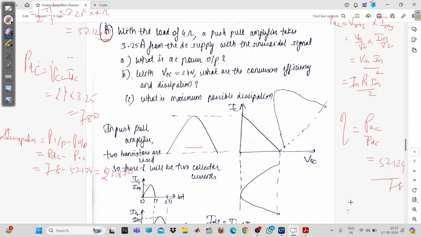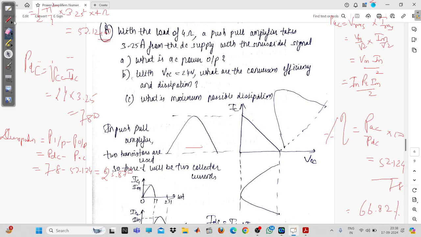This is why we are using the push-pull amplifier for the last stage of the operation amplifier. So I think this is around 66.82%. If you just calculate the value in percent, it will be into 100. That is the thing. So now the last part is what is the maximum possible dissipation.